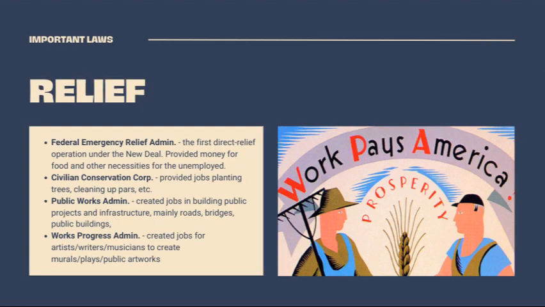FDR implemented relief programs that created new jobs that not only benefited the people, but also the country as a whole. For example, the Civilian Conservation Corps provided jobs for people, as well as benefiting the land and nature. Similarly, the Public Works Administration created jobs that contributed to the advancement of public infrastructure.